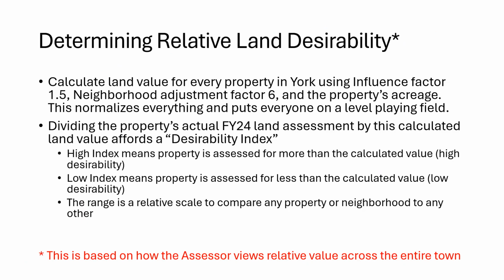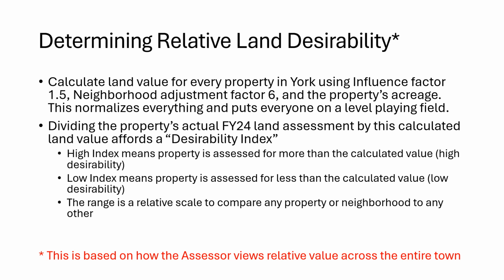So let's review. Determining the relative land desirability is based on how the assessor views relative value across the entire town. First, calculate the land value for every property in York using an influence factor of 1.5, a neighborhood adjustment factor of 6, and the property's acreage. This normalizes everything and puts everyone on a level playing field.